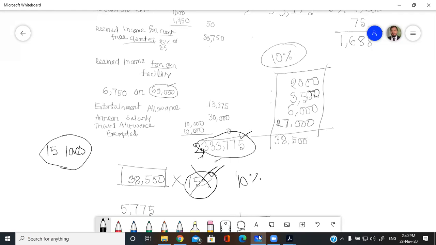Let me confirm it again. Yeah, chapter 13, you will see which items are eligible for getting investment tax rebate, which income is tax exempted, and how we can compute the investment tax rebate. Most of the things are commonly available in both books which we are following.